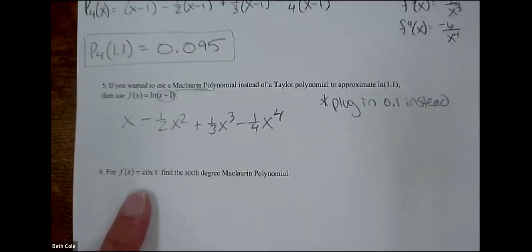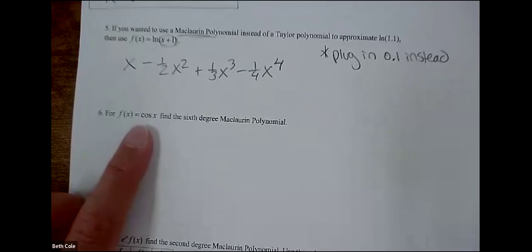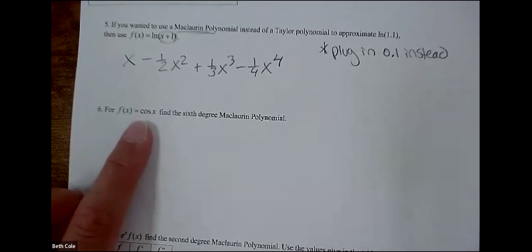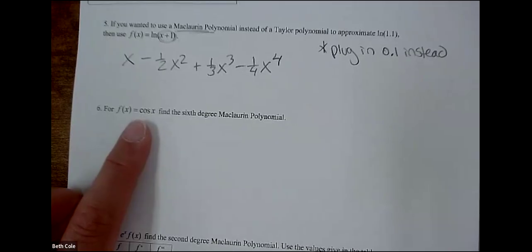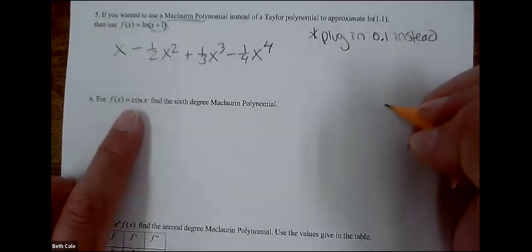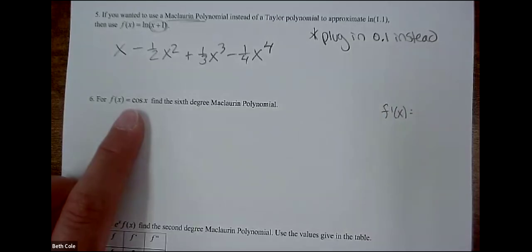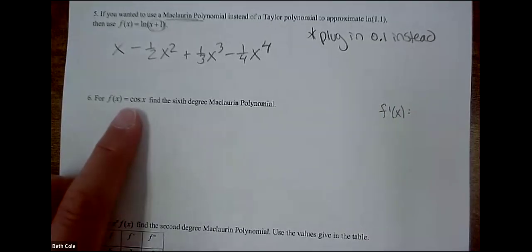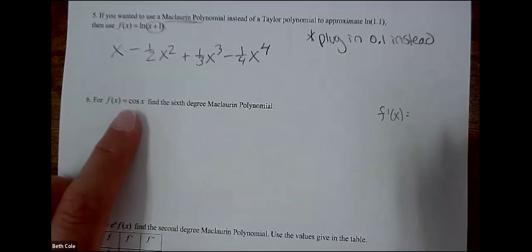I do want to do one that's a sine or a cosine because you are going to see it on your Delta Math. Now, this is a 6th degree. You're probably like, why is she taking it out so far? I have a reason, and you'll see why in a second. Off to the side, we're going to do all 6 derivatives. You're going to be okay. It's not going to take that long, I promise.